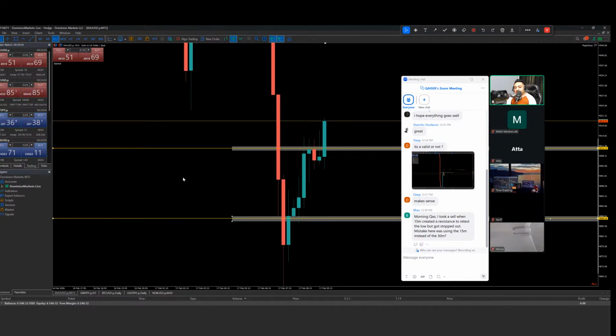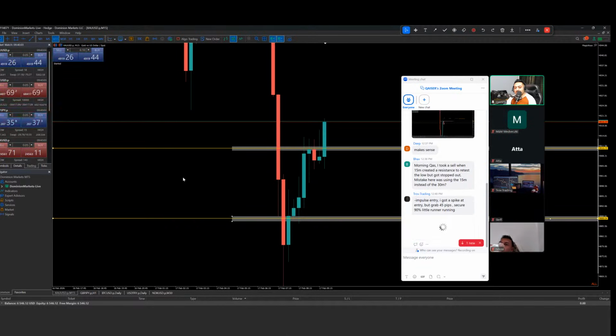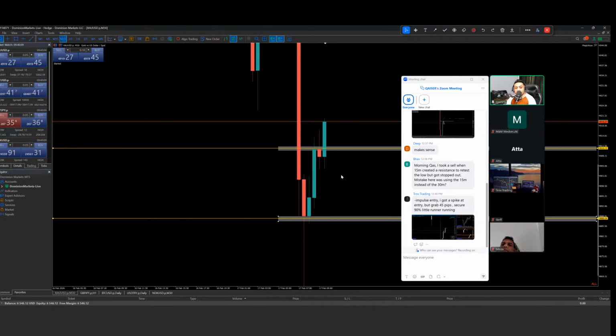Okay, I took a sell when a 50-minute created a resistance to retest the low, but got stopped out. The mistake here was using the 50-minute instead of a 30-minute. Yeah man, the 30-minute is stronger than right now. I don't need to look at the 50-minute time frame. The 30-minute clearly shows good structures.